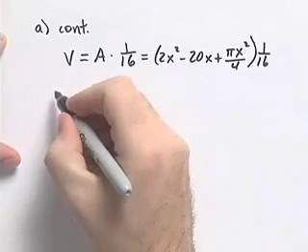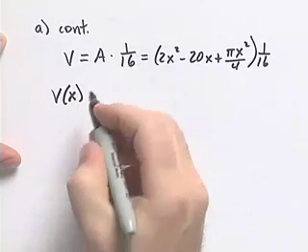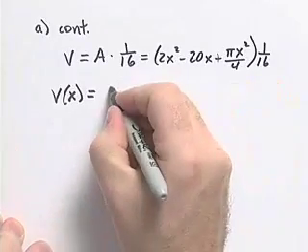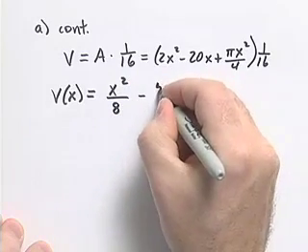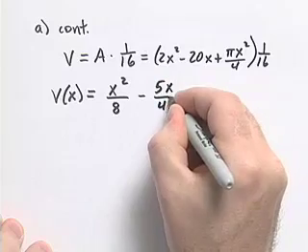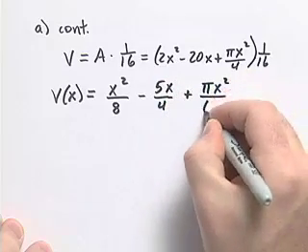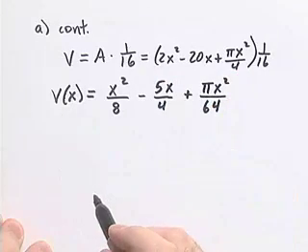Now that we've written an expression for our volume, we want to write it in function notation, since the problem asks us to write a function. Here's our expression. In function notation, we're going to write V of x, so we see that the volume is a function of x. We multiply these two together, and our volume will be x squared over 8 minus 5x over 4 plus pi x squared over 64. And so here we have the volume expressed as a function of x alone.